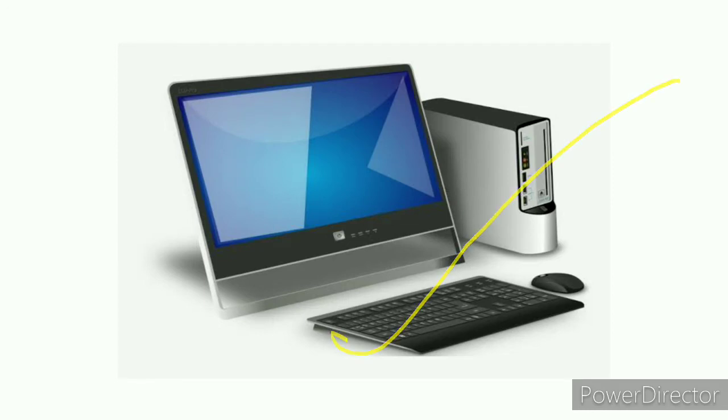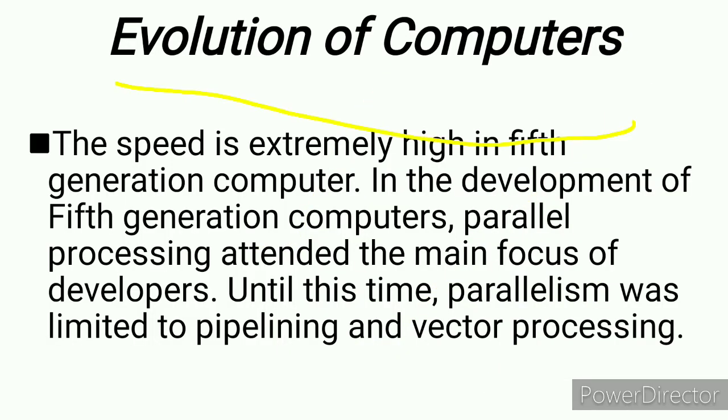So this is what the fifth generation would look like. The monitor is in tablet form, the mouse and keyboard are wireless, and some people have a separate CPU because they want very high performance. Let's see what the evolution of computers is in this generation. As the key component has changed, it must have had a significant effect on the computers themselves. So the speed is extremely high.